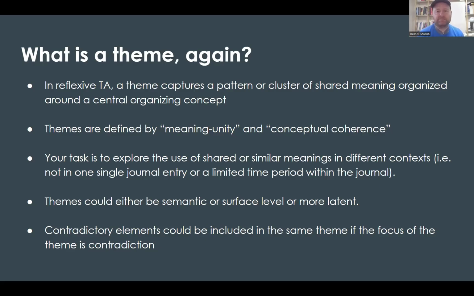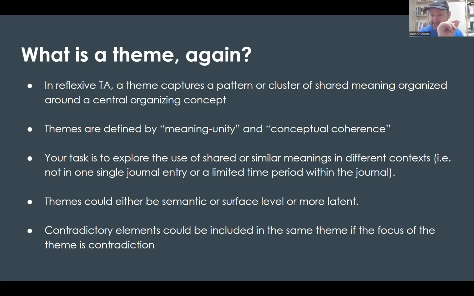So Braun and Clarke say that themes could either be semantic or surface level. So here we're looking at the meaning of words. Semantics is basically the meaning of words. So the theme could be very similar to the meaning of the words that you're using in the text, or it could be more latent. Okay, so it could be something that you have to uncover, something a bit more hidden, something below the surface. So something you can see beyond or beneath the text that you can kind of dig up, if you like, or excavate from the text. That is also acceptable as a theme.